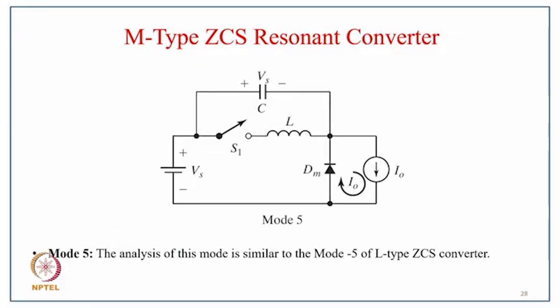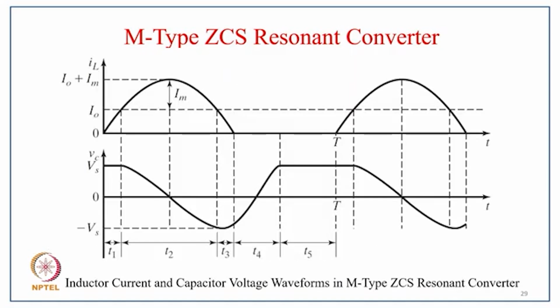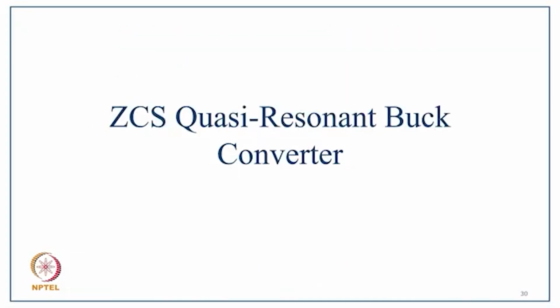And mode 5, the analysis is similar to mode 5 of the L-type ZVS, as you can see the capacitor in parallel with. And these are the typical waveforms for the inductor current and capacitor voltage for all 5 modes, starting T1, T2, T3, T4 and T5.